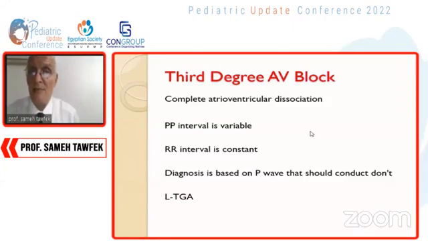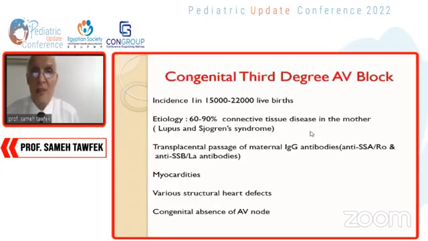It is complete atrioventricular dissociation. The PR interval is variable. The RR interval is constant. Diagnosis is based on P waves that should conduct but don't do so, as in TGA. The incidence is 1 in 15,000.